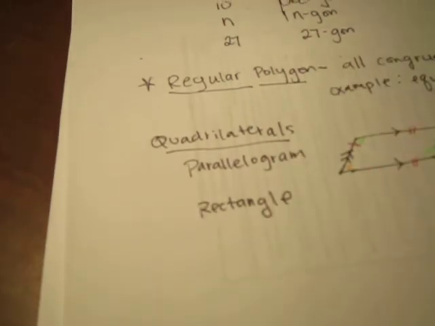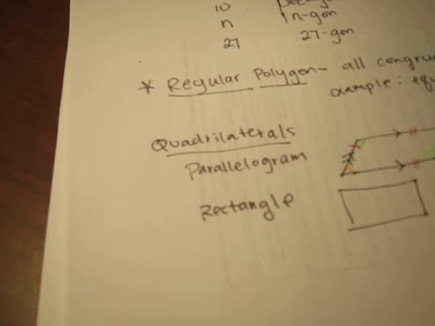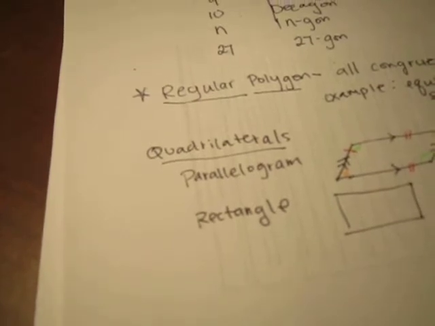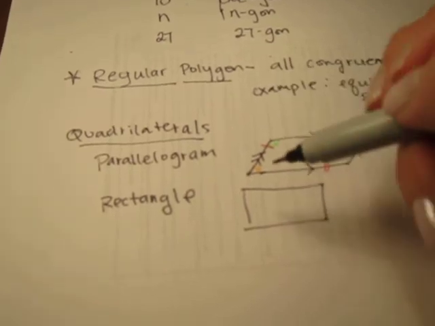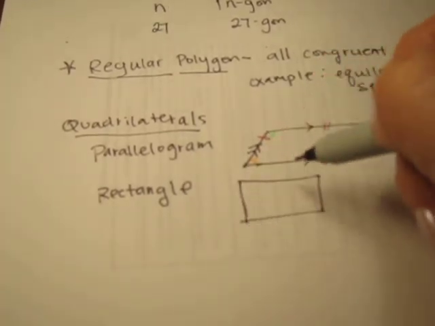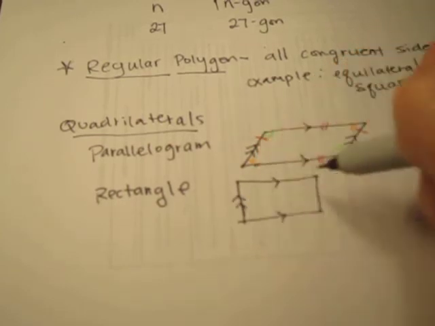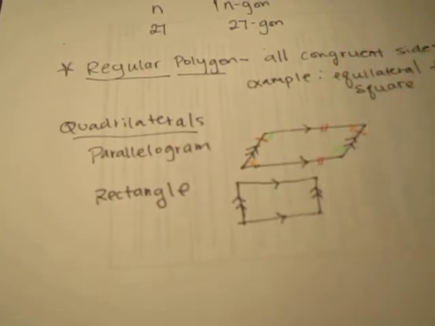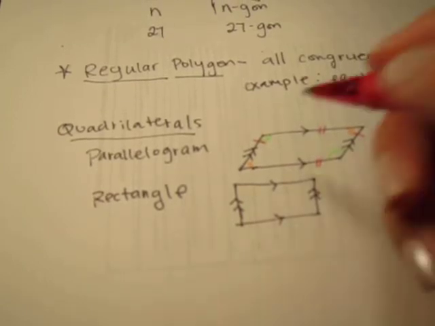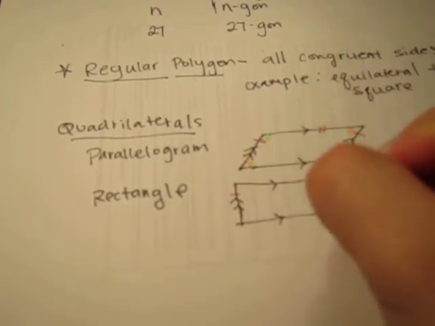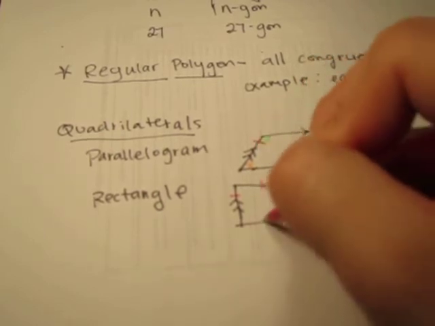We have a rectangle. We'll draw a rectangle. We know what rectangles look like. Now, rectangles are very similar to parallelograms and carry a lot of the same characteristics. The first thing you're going to notice is that yes, they do have opposite parallel sides. Not only that, but just like a parallelogram, this side is congruent with this side, and this side is congruent with this side.